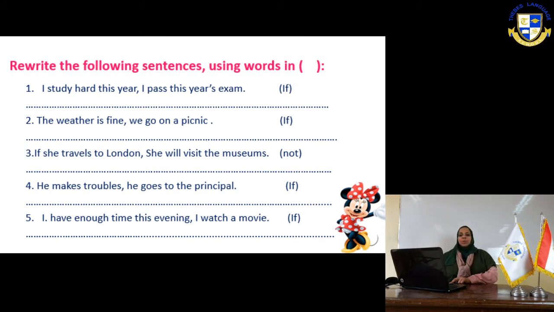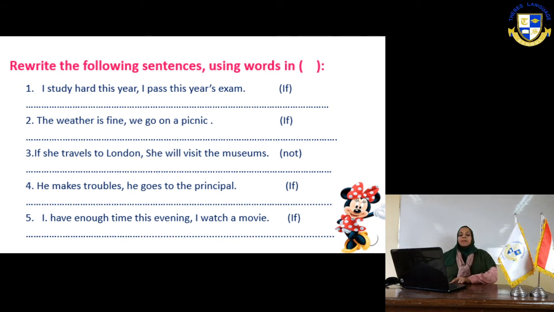Number 2, the weather is fine. We go on a picnic. Where is the main clause and where is the result? Now, if the weather is fine, we will go on a picnic. I can't say if we go on a picnic, the weather will be fine. Of course not. The if clause here is the weather is fine. So if the weather is fine, we will go on a picnic.